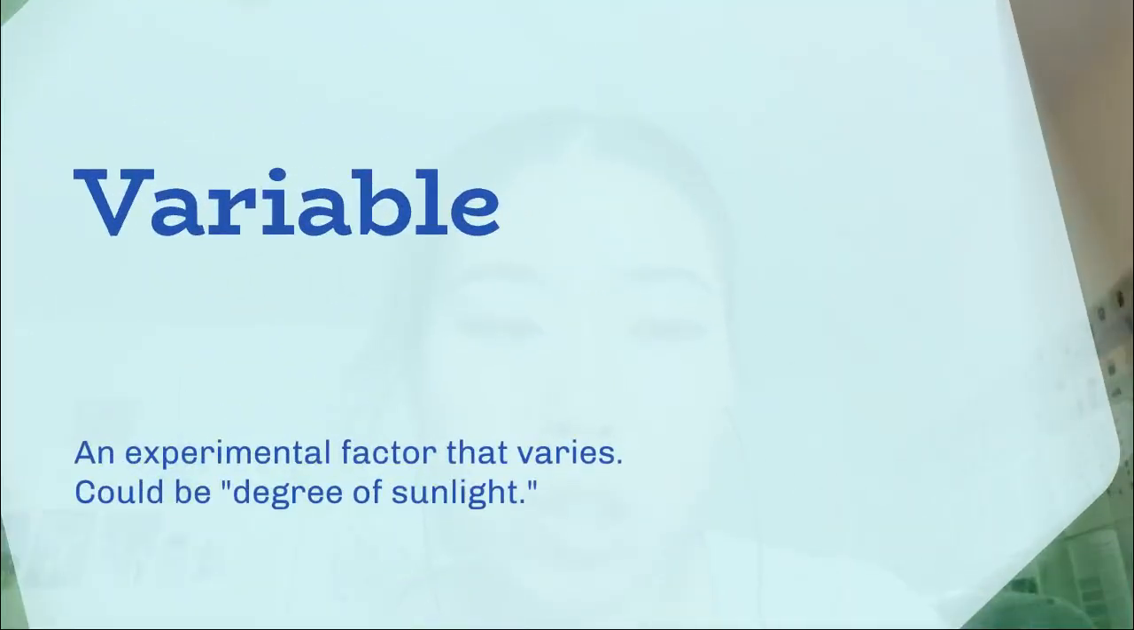And then a variable is just a term that means the experimental factor you are changing. So if you have two groups, you're going to be changing one factor it's exposed to. And then in this example, it could be how much sunlight they are exposed to.